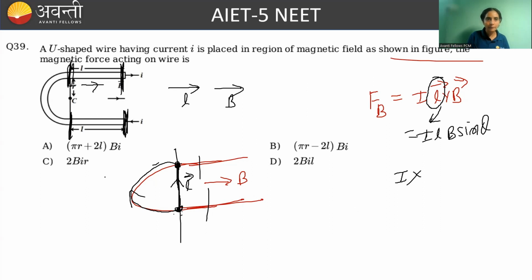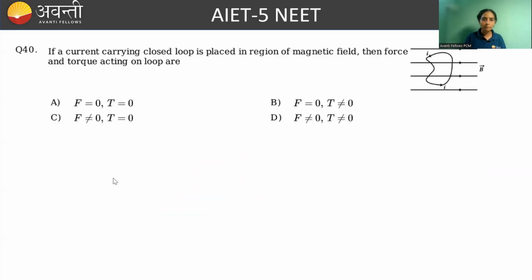And here, in the L-shaped wire carrying current I, its radius is given in the question, or not? You just see here, the radius is given as R. So the length will be equal to 2R, into B, into the angle between L and B. This is L and this is B. The angle is 90 degrees, sine 90. So the answer will be 2IRB, and that is option C. So the correct answer will be C.